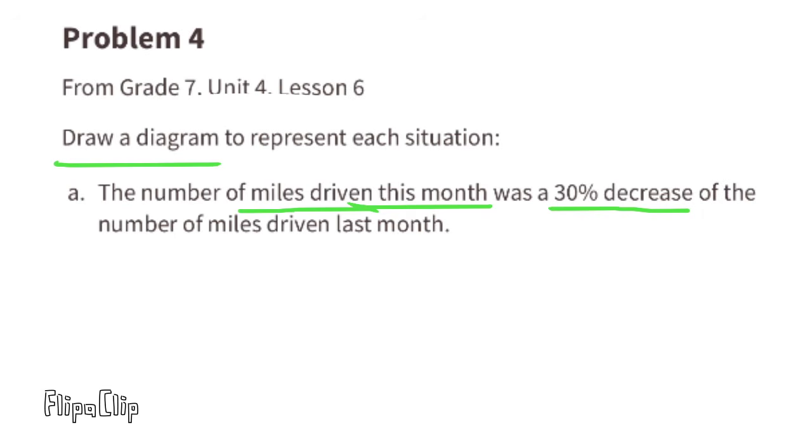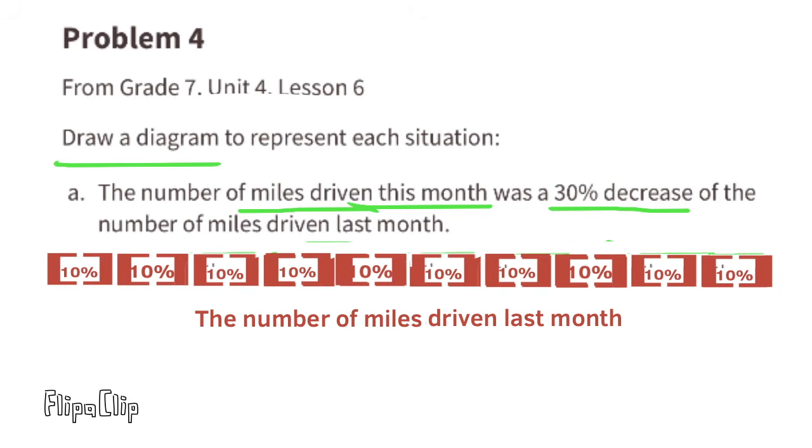Problem number 4 from 7th grade, Unit 4, Lesson 6. Draw a diagram to represent each situation. A. The number of miles driven this month was a 30% decrease of the number of miles driven last month. This diagram represents 100% of the miles driven last month. 10 sections, each worth 10%.